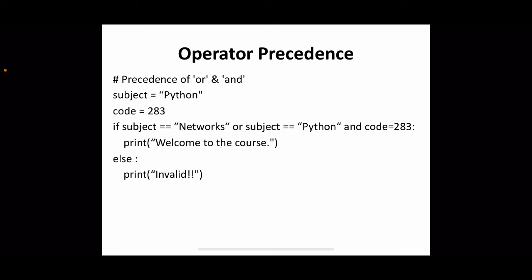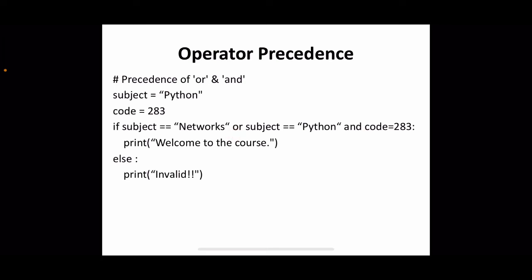So we can see whether this condition satisfy or not. As you know, we have the higher precedence for AND operation, right? So that should be applied first. That means the two operands for this AND is subject equal to Python, code equal to 283. We have to apply AND in between these two different expressions, right? So subject equal to Python is true, code equal to 283 is also true. So this will be evaluated to true.